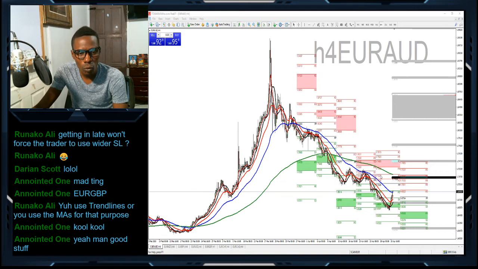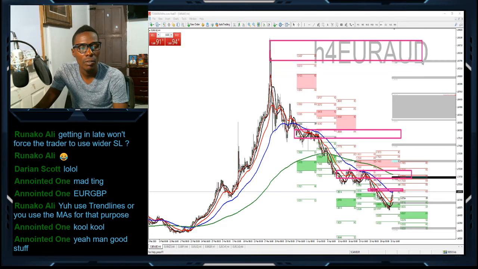So we know here is one. Here is a small one on the hour time frame. And we have this zone right here, all the way up right here. Cool. So let's draw a fib now, and use the confluence.